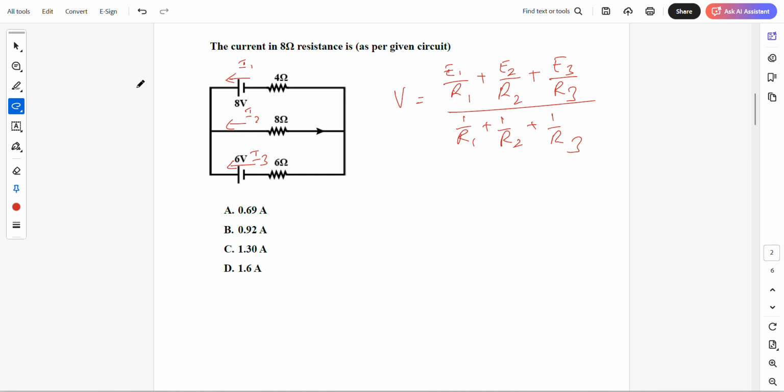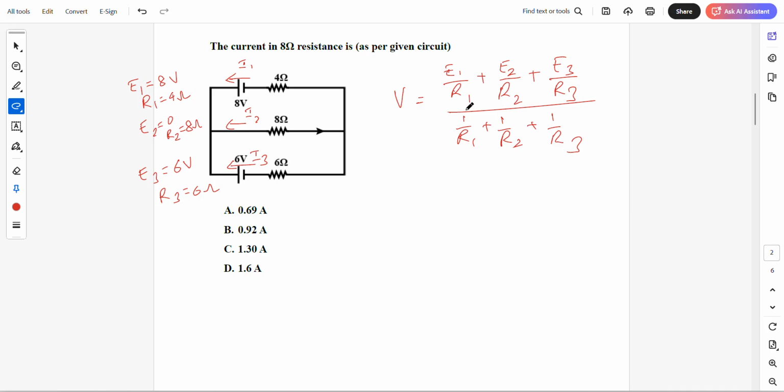Now how much is E1 here? E1 is 8 volts, and R1 is 4 ohm. E2 is 0 in the second branch, and R2 is 8 ohm. In this third branch, E3 is 6 volts, and R3 is 6 ohm.